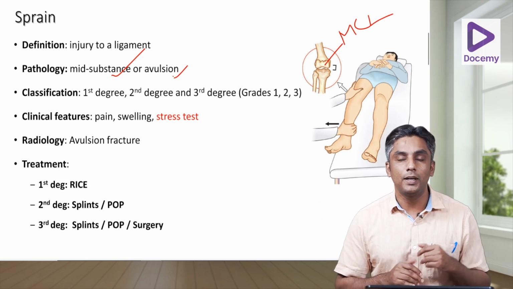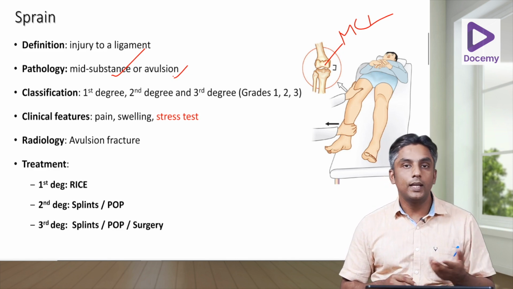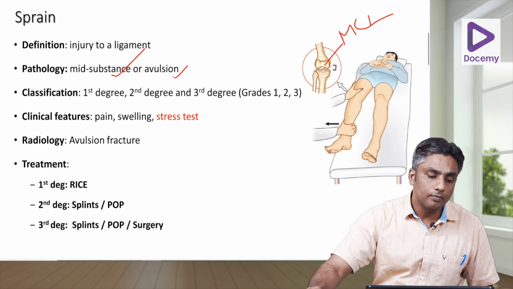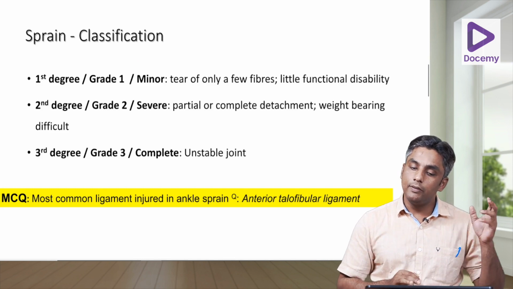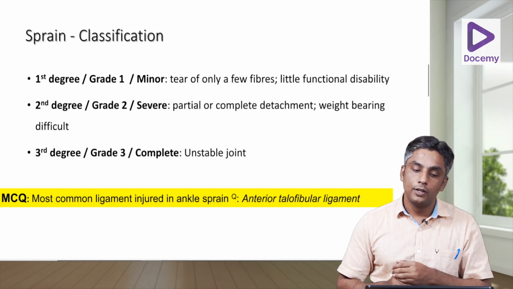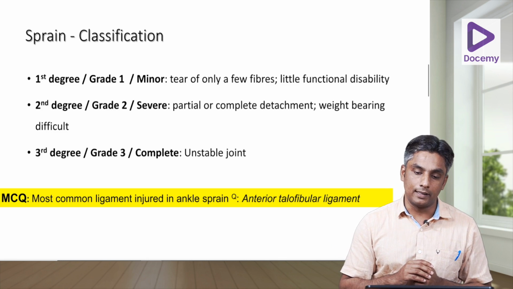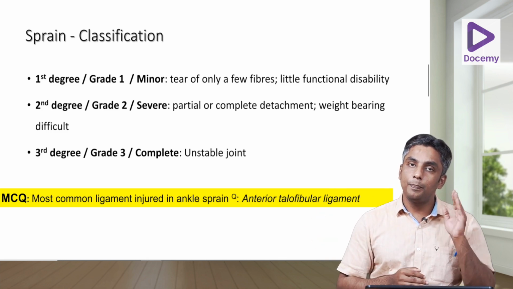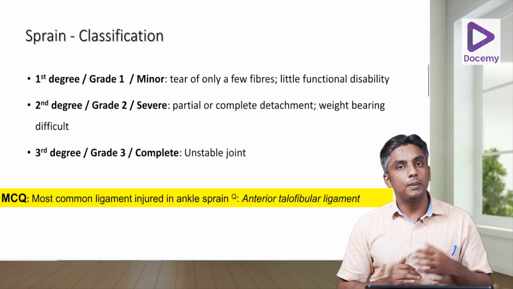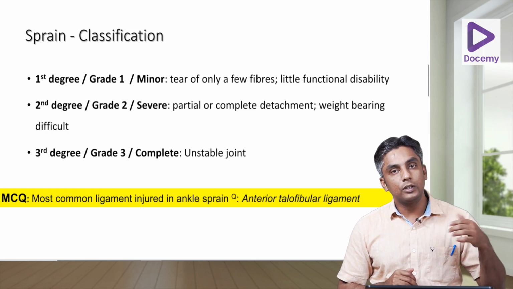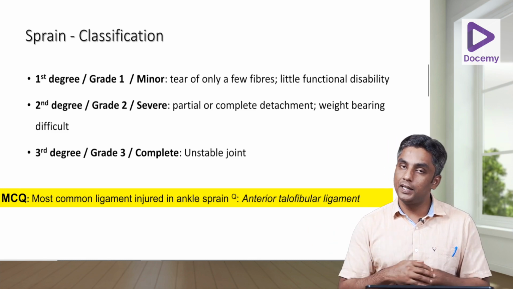It's a very simple topic, but once you are asked to write it as a short note, some difficulties arise. That's why I have discussed it in detail. Now the classification, if you want to elaborate a bit more. In grade 1, there is only a tear of a few fibers, so in an ankle sprain the weight bearing is okay, with classically no pain on weight bearing. In grade 2, there is a partial or complete detachment of more ligamentous fibers, so weight bearing becomes difficult or painful. With a grade 3 or complete sprain, the joint will become unstable. This is how you can differentiate the 3 grades of sprain.